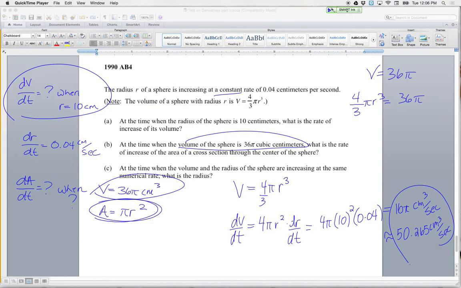How do I solve for r? You can go ahead and cancel pi's and then multiply by 3/4. So 4 goes into 36 how many times? 9. 9 times 3 is 27. So I got r cubed is equal to 27. Take the cube root of both sides. What's r equal? You got a point for that if you found r equals 3.